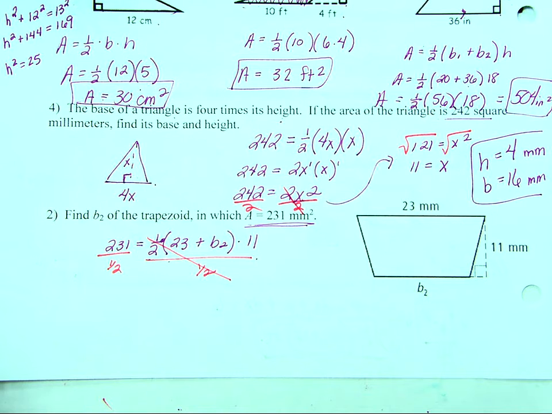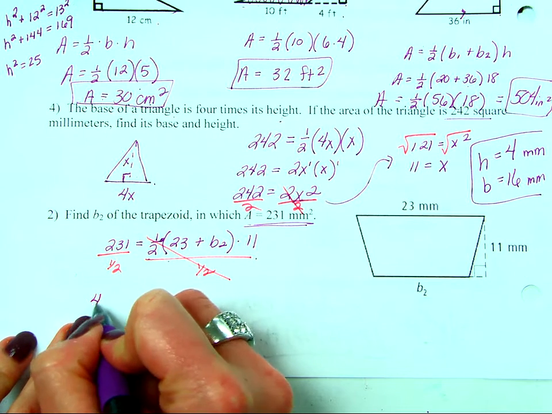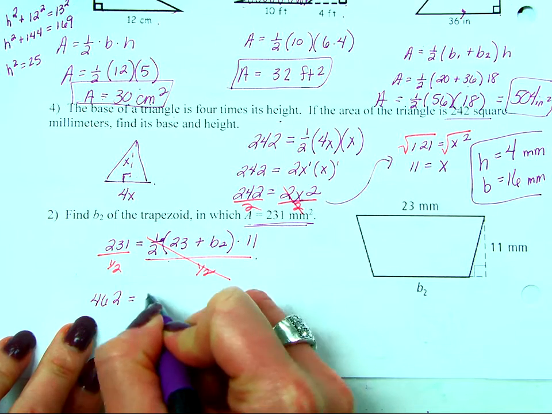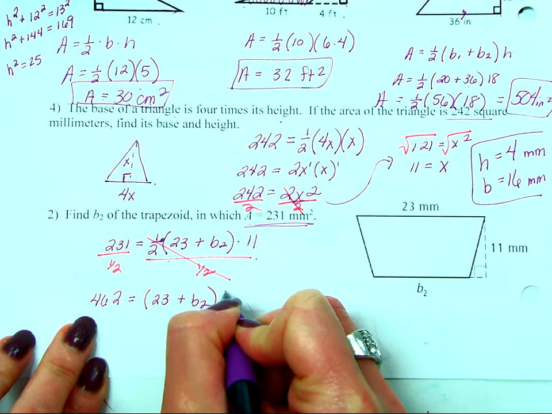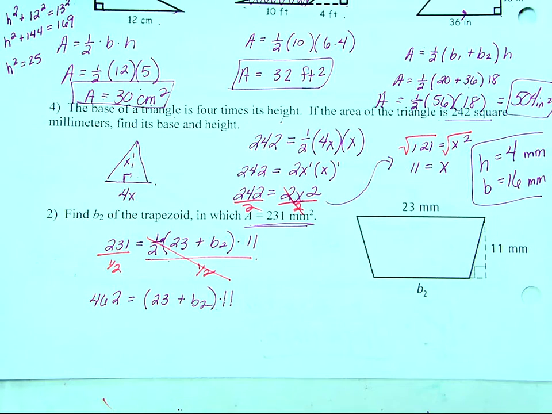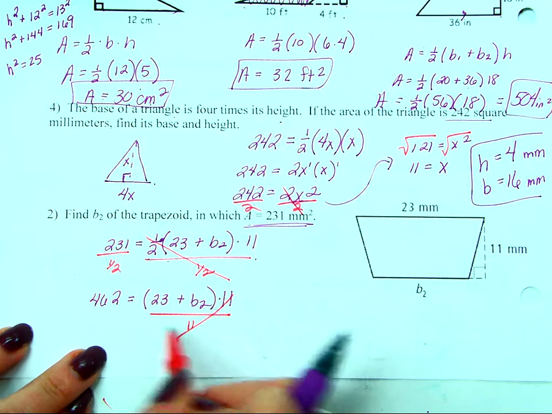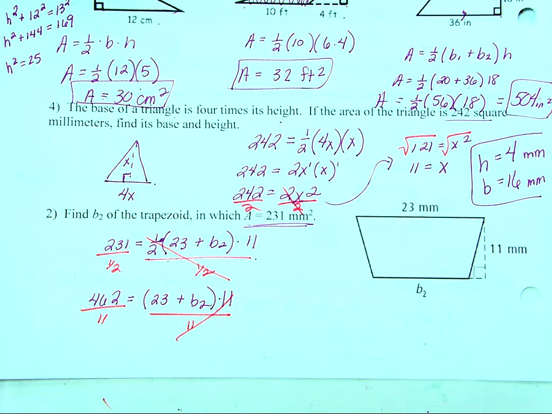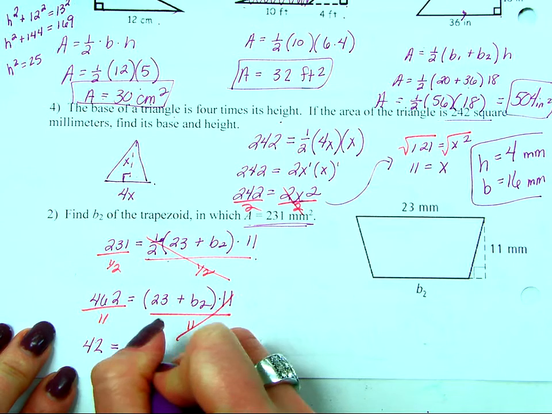I could also think about multiplying by the reciprocal, which would be multiplying by 2. 231 divided by half is really 231 times 2, because that's the reciprocal. And what am I left with? I'm left with this. So now what do I do? Well, again, I'm working backwards. I got to get rid of my 11. When you solve these, you kind of work the order of operations backwards.